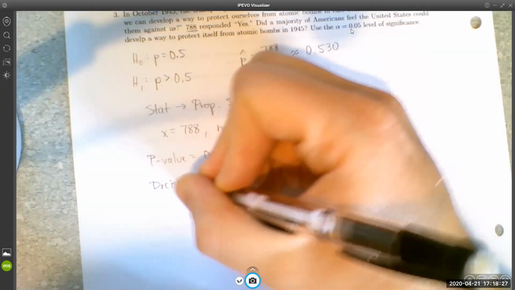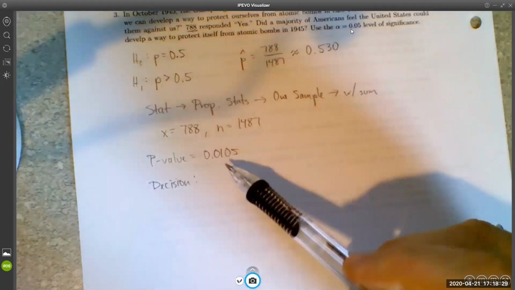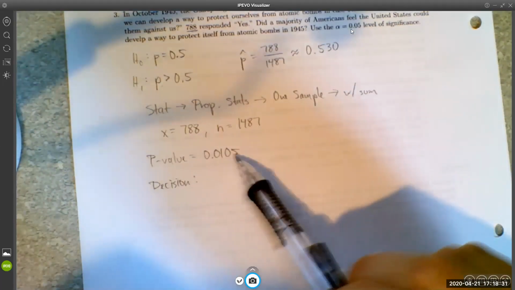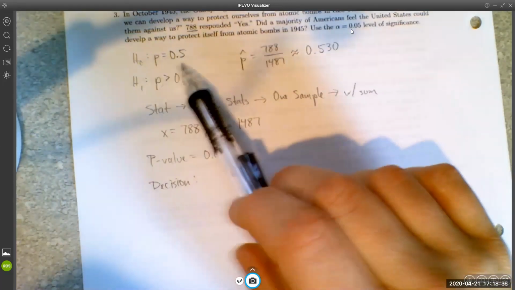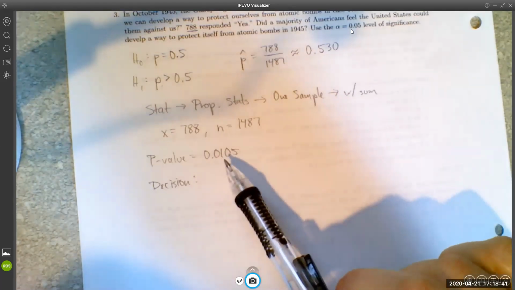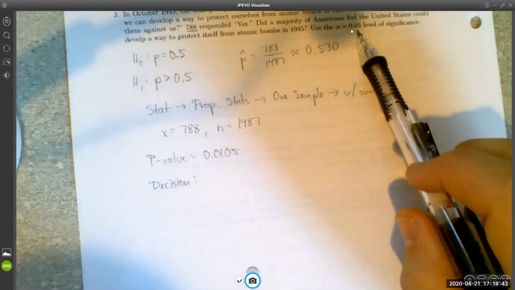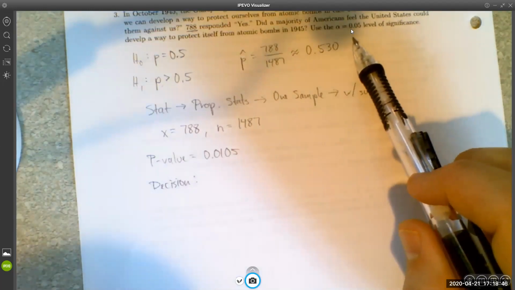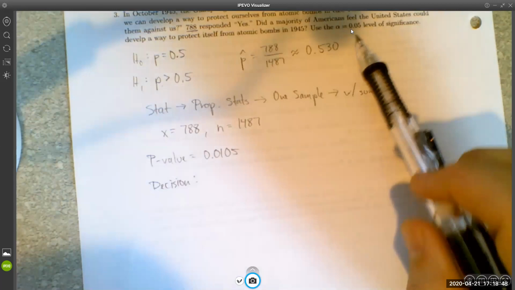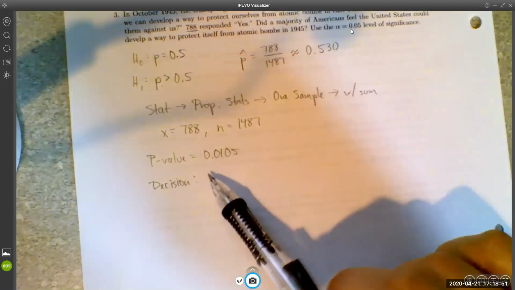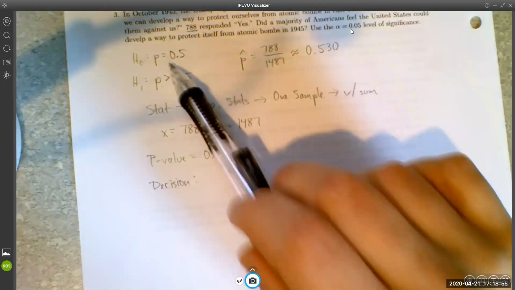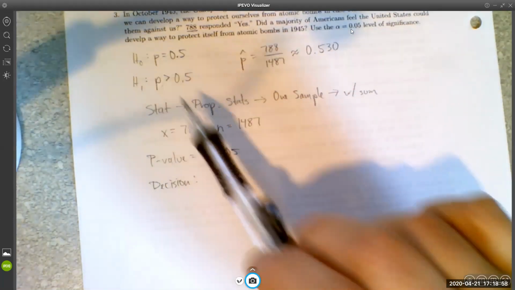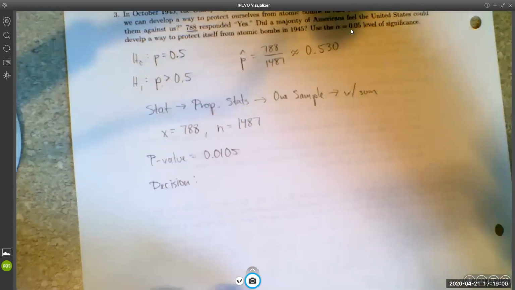So what does that mean? Well, that means that there's a little over a 1% chance that we would have gotten this sample proportion if the null hypothesis were true. 1% isn't very much. It's less than the 0.05 level of significance that we were asked to use. So we're going to be rejecting the null hypothesis here. We're going to say, yeah, this is actually kind of a strange thing to get 53% if the real population proportion were only 50%. So definitely, yeah.